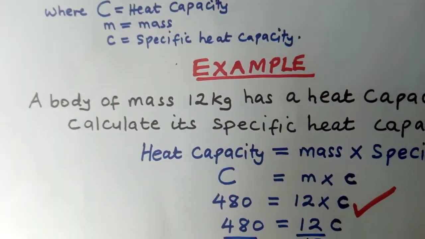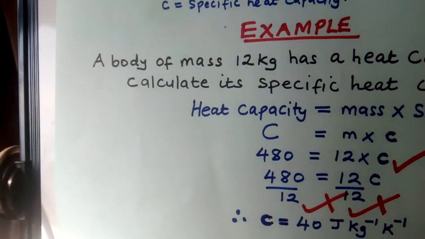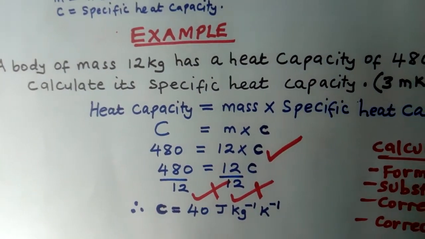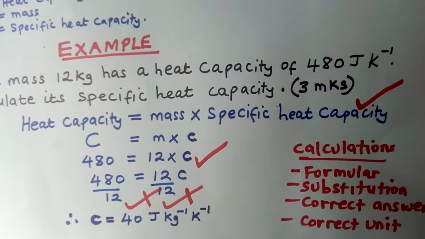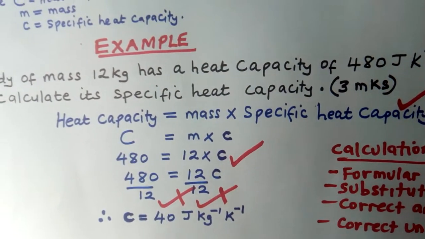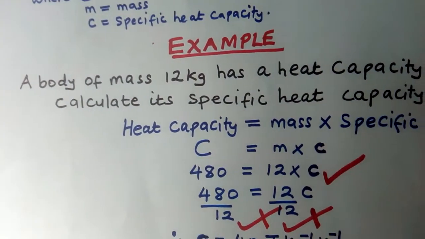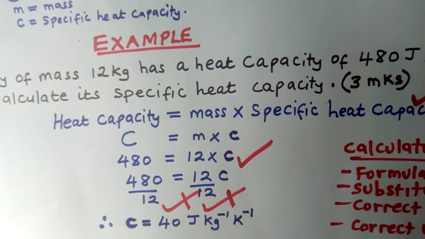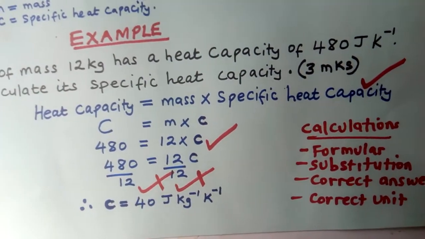Let us look at an example of a question which can be asked. A body of mass 12 kilograms, so the mass is already given, has a heat capacity of 480 joules per Kelvin. So the heat capacity is given, capital C is already given. And the question is, calculate its specific heat capacity. 3 marks. Can you imagine? So we are going to see how you get all the 3 marks.